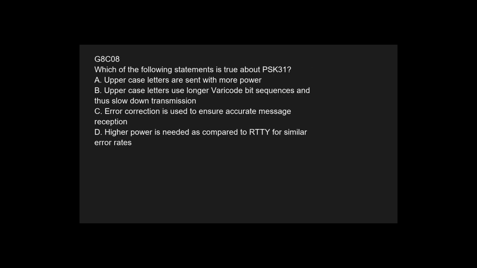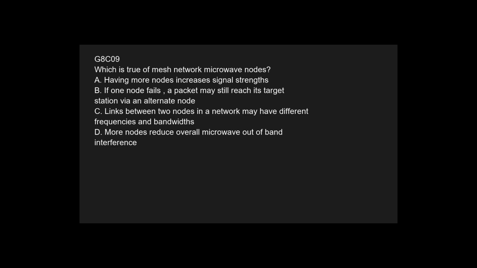Question: which of the following statements is true about PSK31? The correct answer is B, uppercase letters use longer varicode bit sequences and thus slow down transmission. Question: which is true of mesh network microwave nodes? The correct answer is B, if one node fails, a packet may still reach its target station via an alternate node.